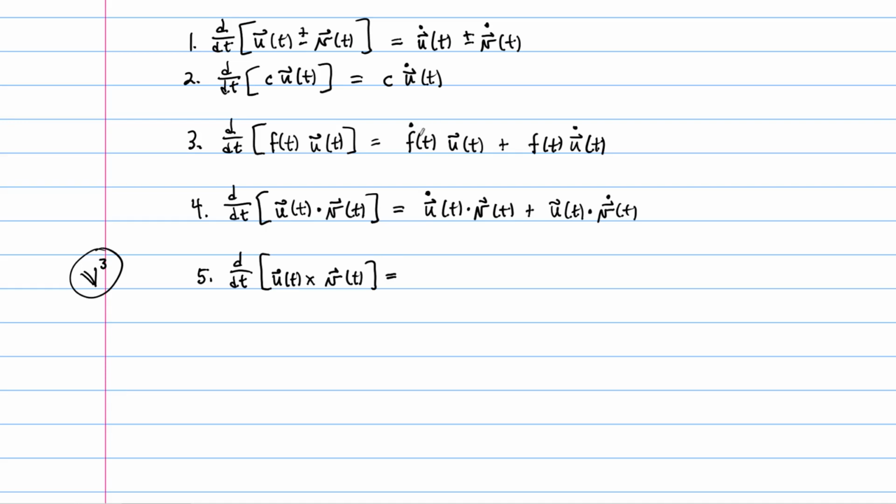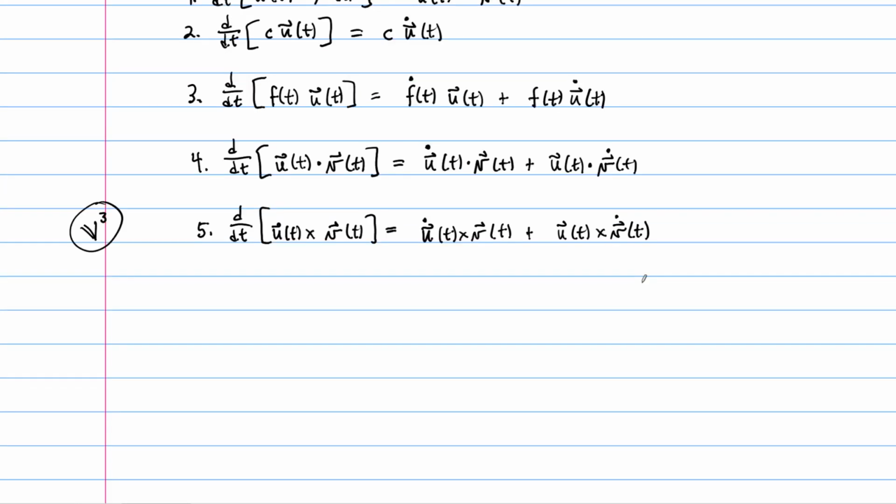Now with the first two, it doesn't matter if I switch the order of these, nothing's going to change, right? But the order of these does matter, and so the derivative has to hit the first one first and then hit the second one second, okay? The order matters for the cross product. That's something we should always remember. So this one says we take u dot of t, cross it with v of t, and then add to that u of t crossed with v dot of t. But this one holds just like the others.